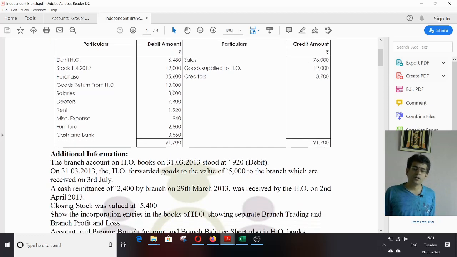Branch account in head office books on 31st March 2013 stood at 920 rupees debit. So ultimately, in the books of head office, the branch is always a debtor, so I will always have some sort of debit balance. Now, there is a difference: 6,480 and what is the other one? 920. That is the difference you are having. Now let us see what is the reason for that.